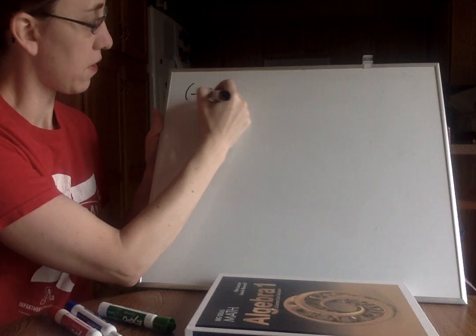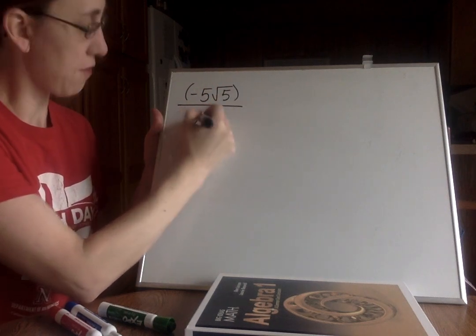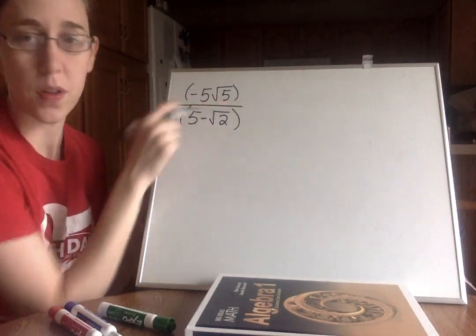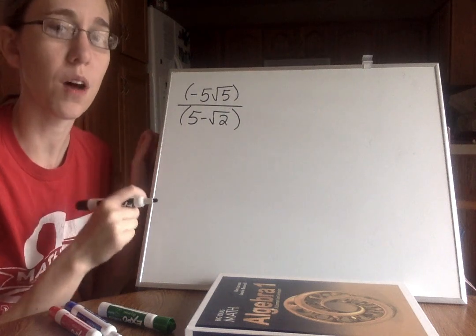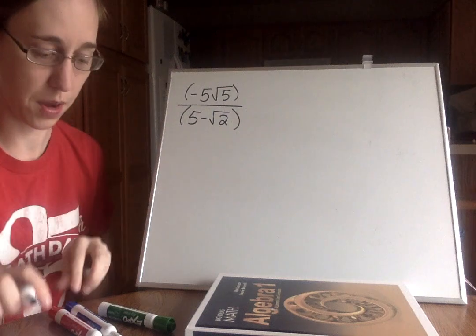Negative 5 square root 5 over 5 minus square root 2. Now, your problems don't always have the parentheses there. If they're not there, put them there, because that's what's going to help you remember to FOIL, to distribute, things like that when you are multiplying.